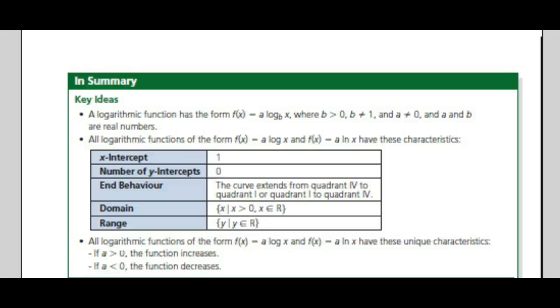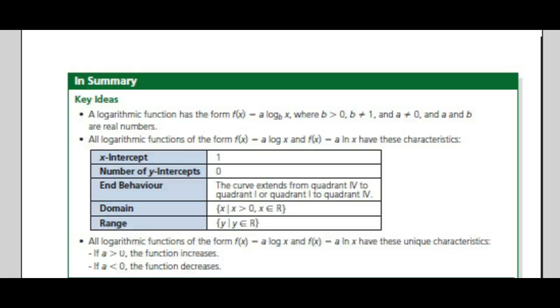Key ideas. Logarithmic form has the form a log base b of x, where b is greater than 0. We don't have to worry about negative values of b. We didn't even see a graph when we got into negative. a cannot be 0. If a is 0, the whole thing becomes 0. You can't have a as 0. a and b are real numbers. All logarithmic functions of the form have these characteristics. The x-intercept is 1. This is not the number of x-intercepts. It is the x-intercept is always 1. There are no y-intercepts. This is the number of y-intercepts. It's not the y-intercept. Make sure you're reading that when you're doing the questions. You really want to look at that and say, is that the number of them, or is it the value of them?